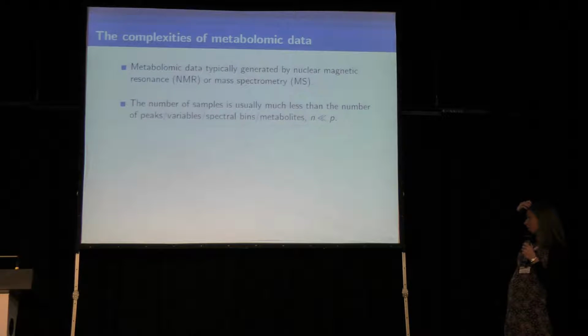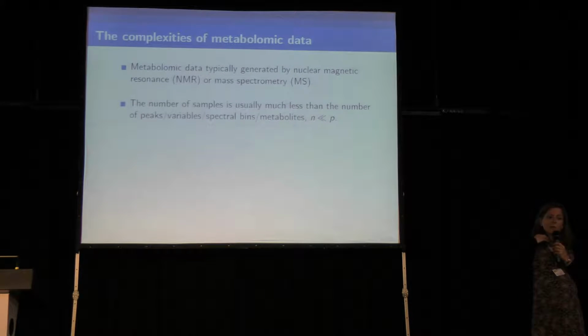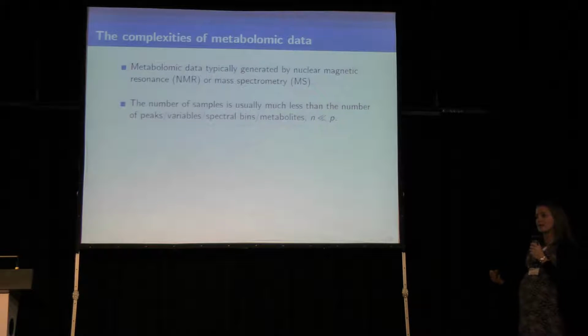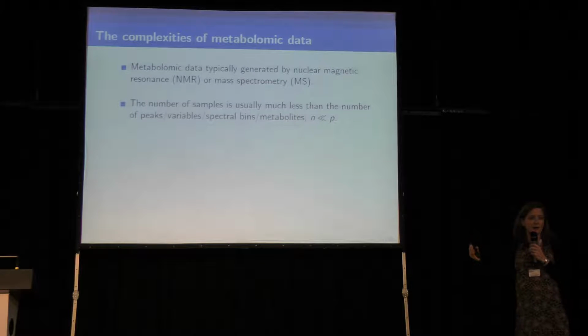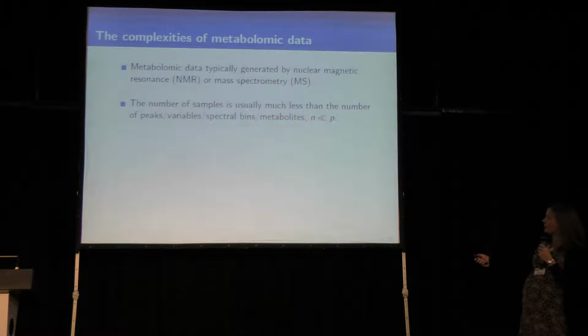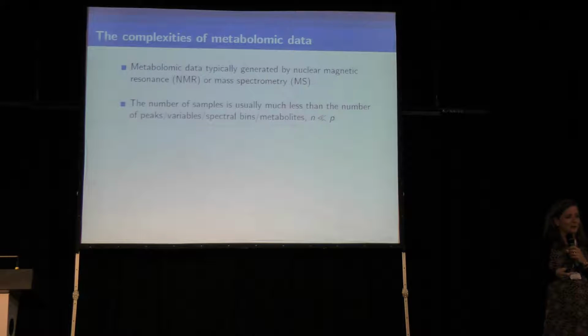The issue, as usual, is that the number of samples, the number of people in the study, is much smaller than the number of variables, the size of these spectra. So n is going to be the size of my sample, and p is going to be the number of variables in our study. I say variables, Lorraine calls them metabolites. In terms of the spectra themselves, they're typically labeled spectral bins.